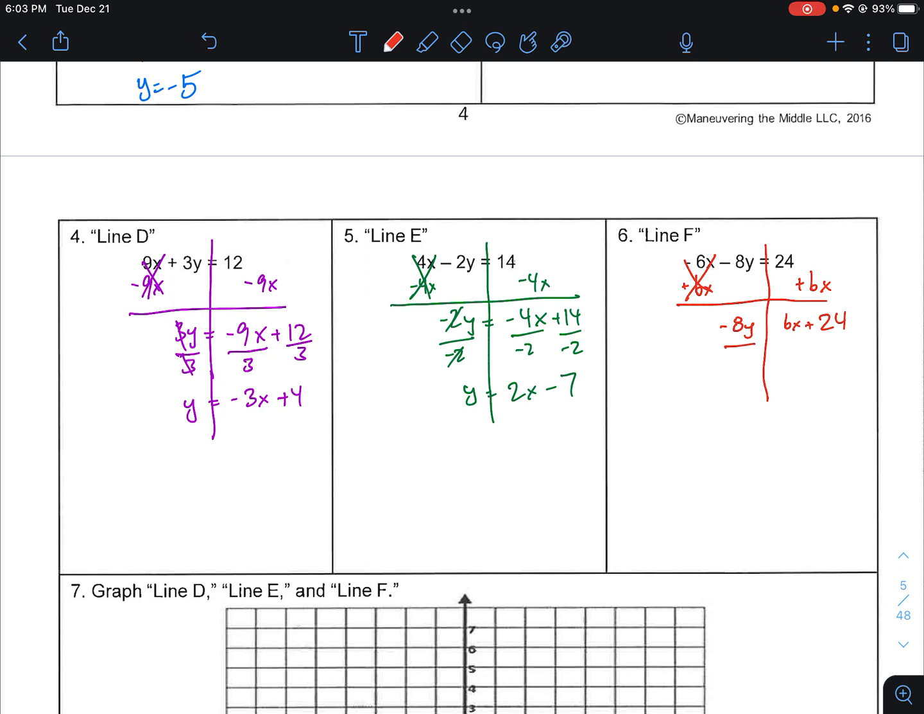Now what? Oh, that's right. Get rid of the negative 8 by dividing by negative 8. That leaves me with y. I have to divide this by negative 8, and I have to divide this by negative 8 as well. What is 6 divided by negative 8?